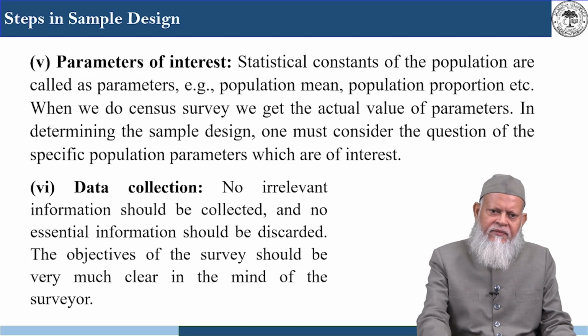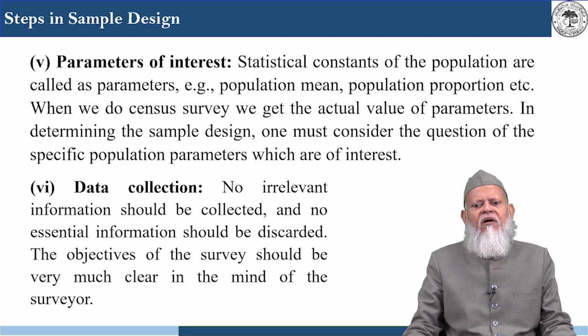So next is the parameters of interest. The statistical constants of the population are called parameters. That is population mean, population proportion, etc. When we do a census survey, we get the actual value of parameters. In determining the sample design, one must consider the question of specific population parameters which are of interest.